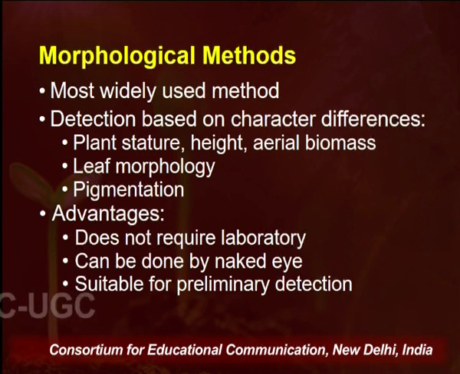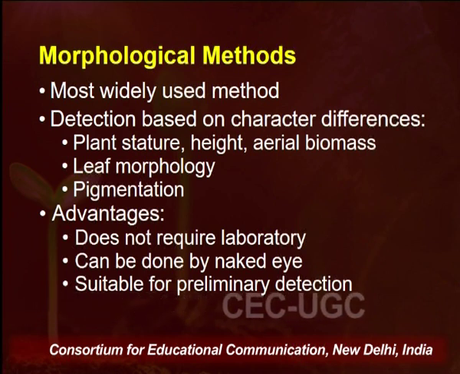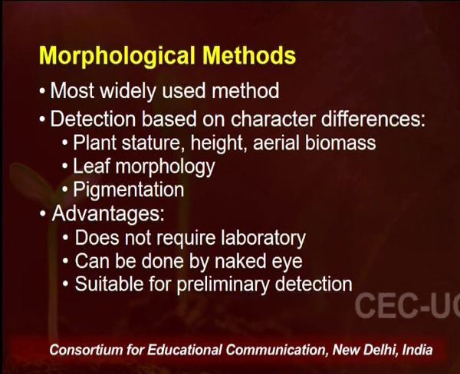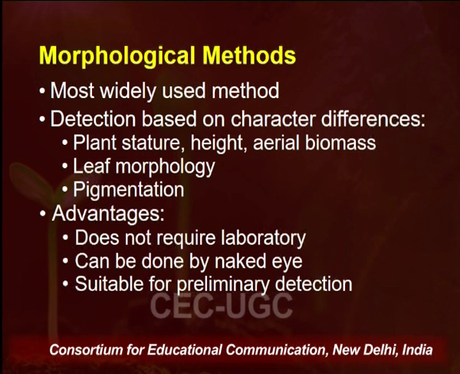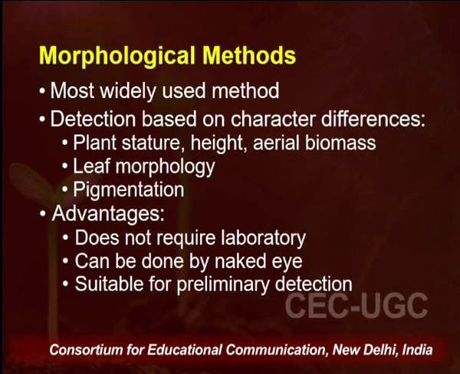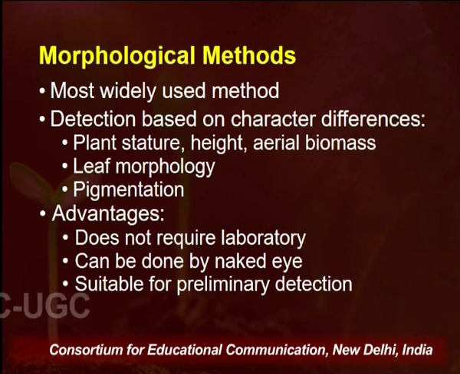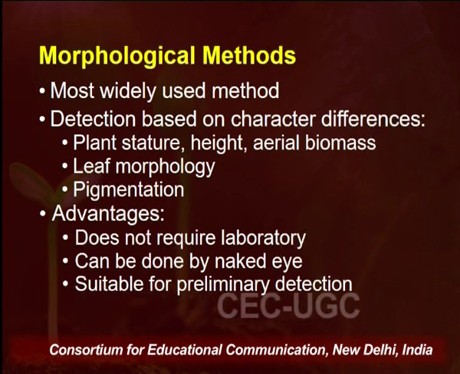Aerial biomass we have discussed. Then the morphology of the leaf: whether the leaf margins are entire or have a different kind of margin. Venation is observed, the arrangement of leaves is observed, and pigmentation of the leaf is also observed, which gives you an indication whether any somaclonal variation has occurred in the regenerated plant or not.